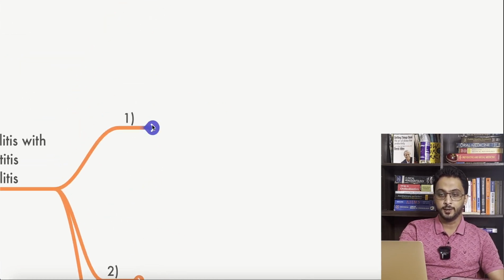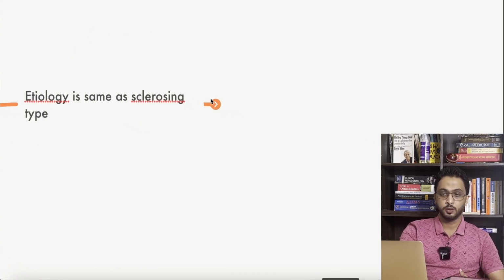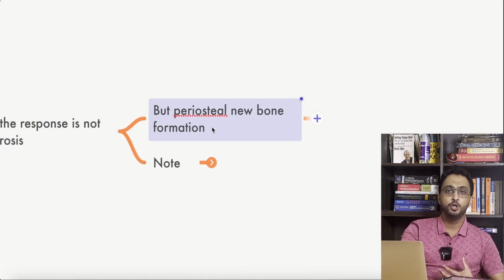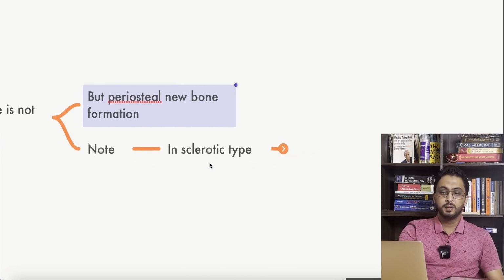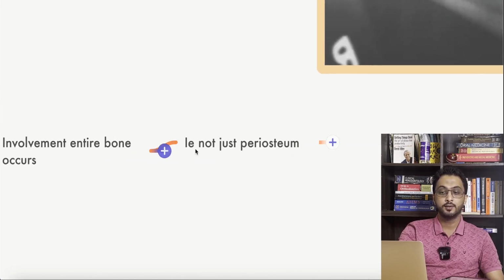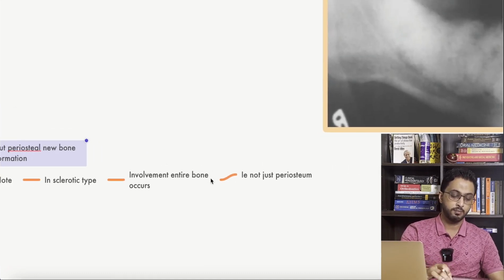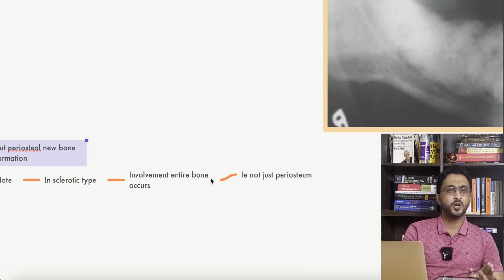Now, few points to note here. Etiology is same as sclerosing type. It can be the mild carious lesions. Please note, but the response is not sclerosis. What is the response? What did I tell you now? It's a periosteal new bone formation. In sclerotic type, what do you see? It's an involvement of the entire bone, not just periosteal. That's a key difference. I'll give you a very important piece of information here that in Garre's, the keyword is going to be periosteum.